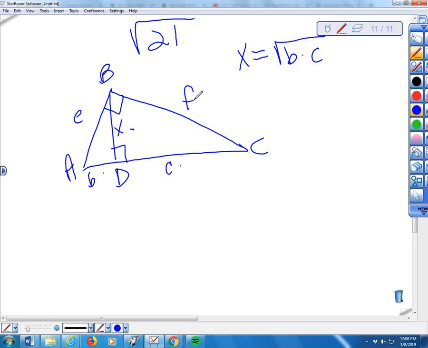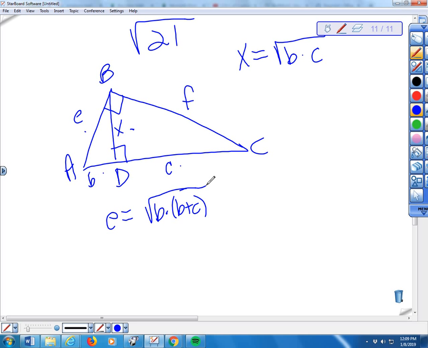And the shortcut is the leg of a right triangle is the geometric mean between the part of the base closest to it and the whole length of the base. The part of the hypotenuse closest to the leg times the whole length of the hypotenuse.